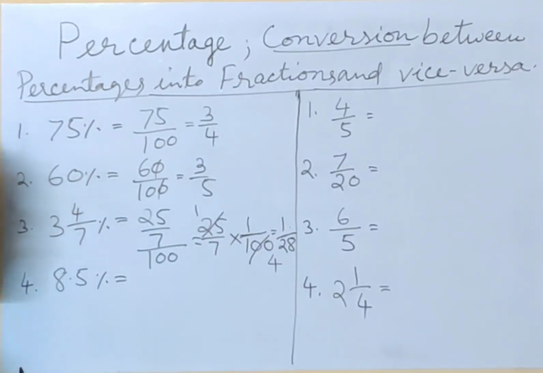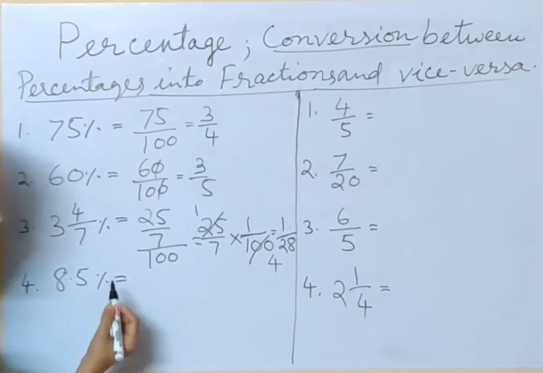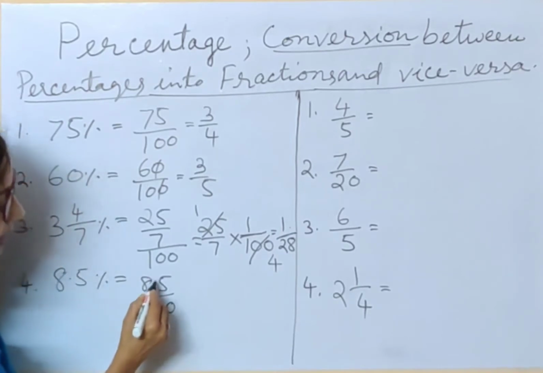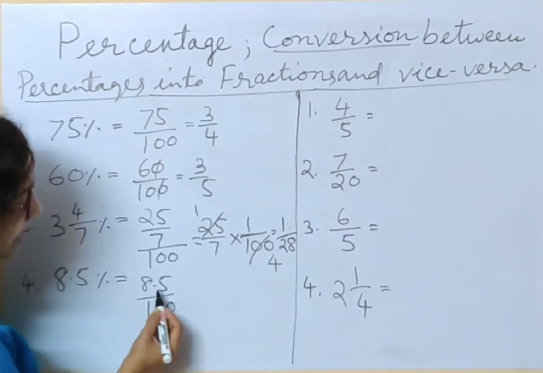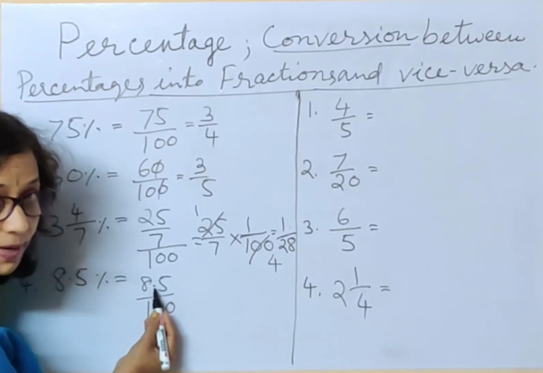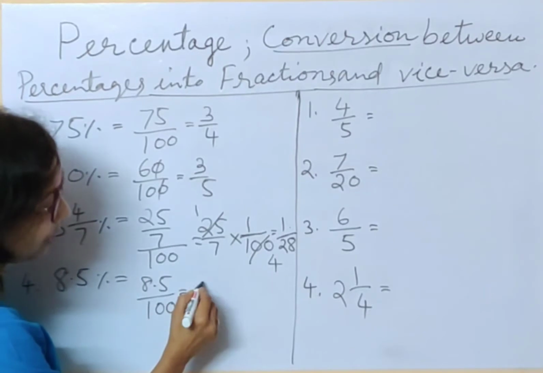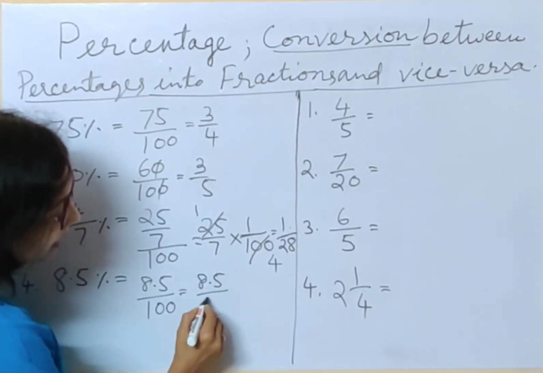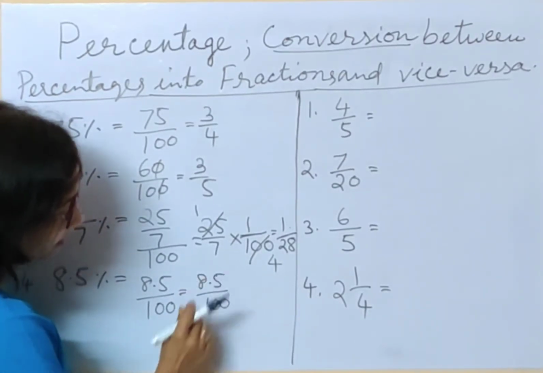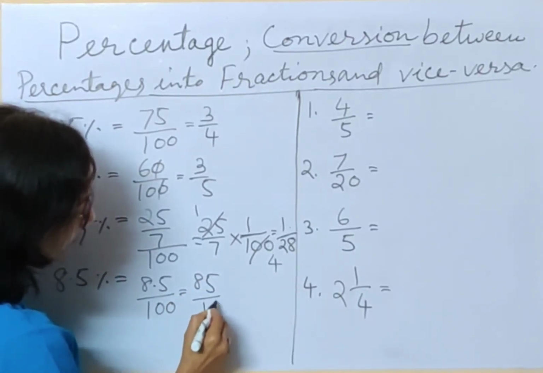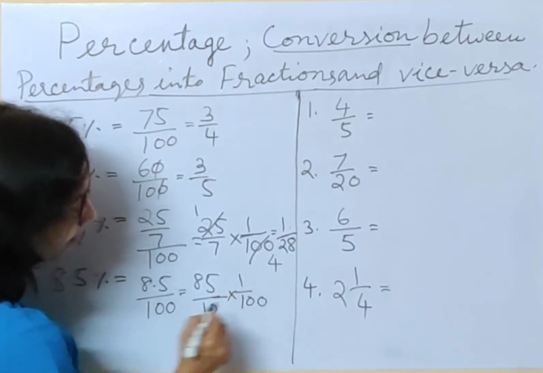Now next we have 8.5%. You can see this is a decimal. So please observe carefully how to convert it. First we will write the percent: 8.5 by 100. Next we see we have one decimal place, so we need to remove this decimal point. You can write 85 by 10 into 1 by 100.